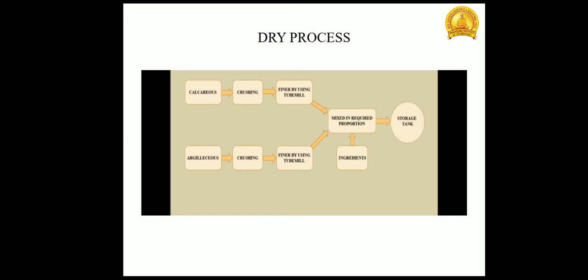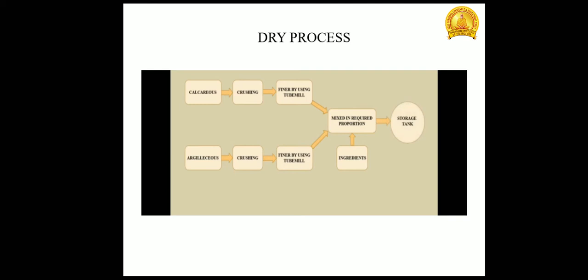This crushed calcareous and argillaceous material will be fed together, and mixed in proper proportion by adding ingredients to it, and then it will be stored in a storage tank. So this is the initial stage of manufacturing of cement using the dry process. Next we will move on to the final stage.